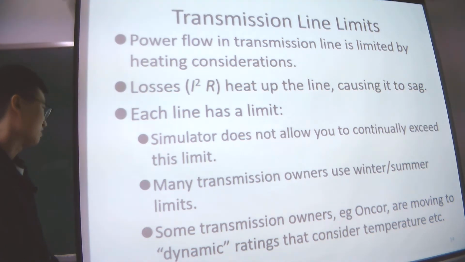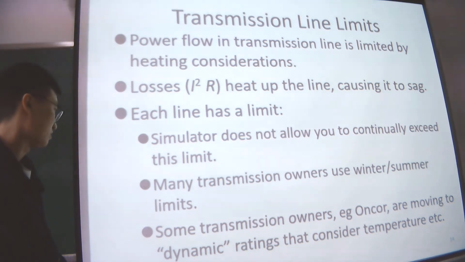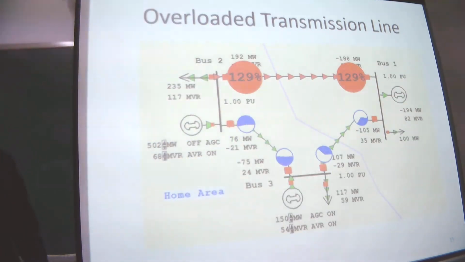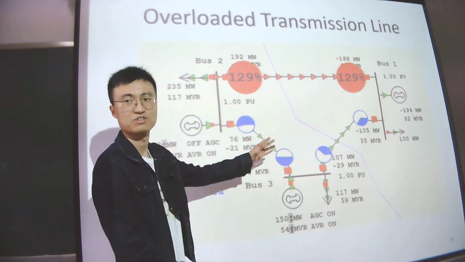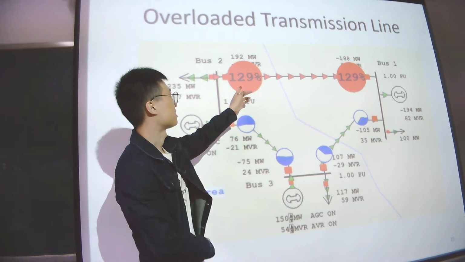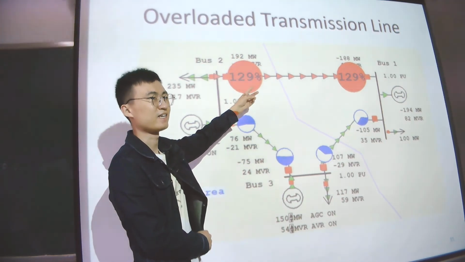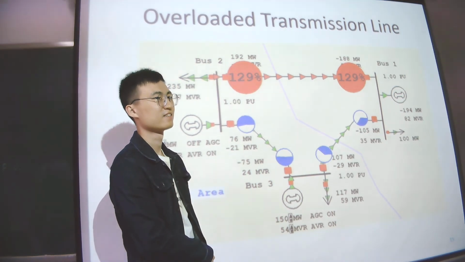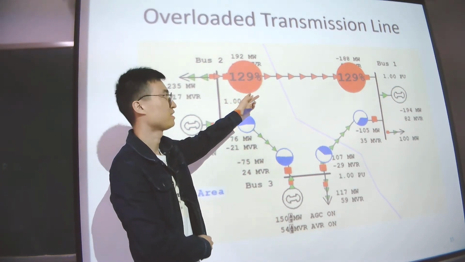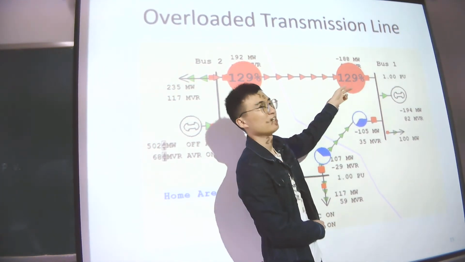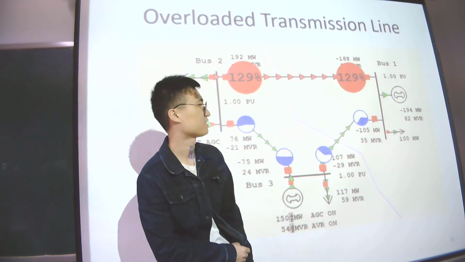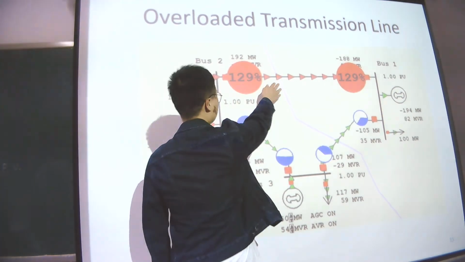So the transmission owners, okay, showing this is overloaded, right? You can see that the 29%, red means large, right? Very dangerous.